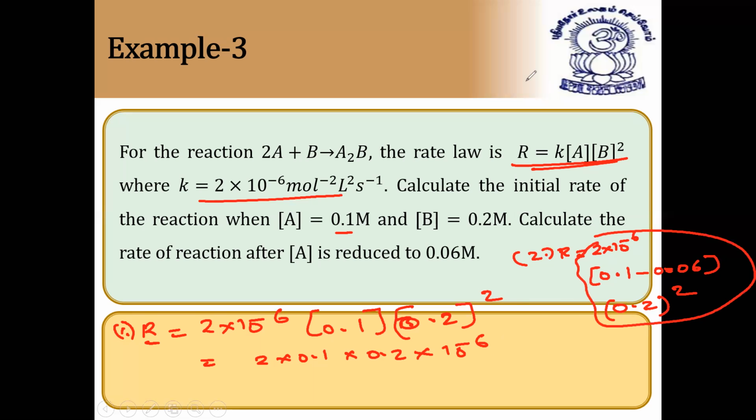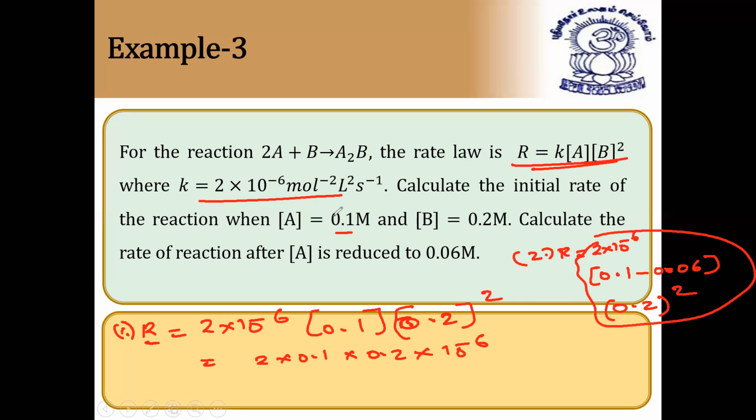So clearly you can understand they are asking us to calculate the initial rate of the reaction. The rate of the reaction is given by the formula from this equation: R is equal to K into concentration of A into concentration of B whole to the power of 2. This is experimental data, so we should not see the skeletal equation. We have to see only the rate expression and substitute the values.